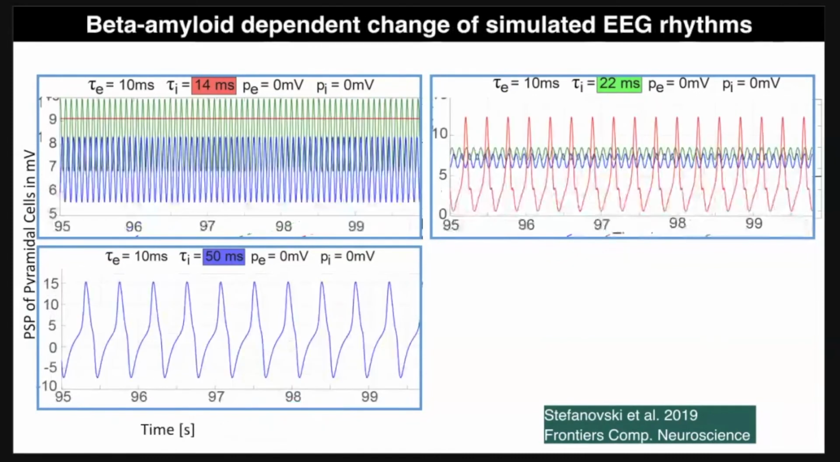And these are the corresponding time series. So on the top left panel, we see the alpha activity, and the top right panel, the mixture of alpha and theta activity, and in the bottom panel, the theta activity. So this is how a change of a parameter in the system changes the dynamic repertoire of our population model.